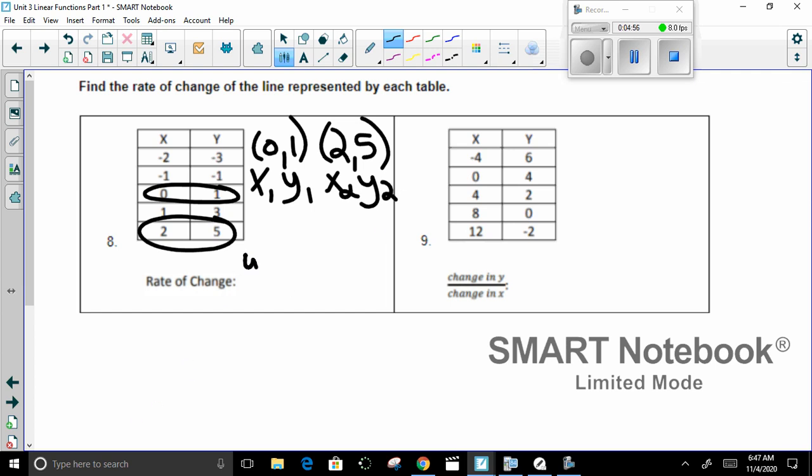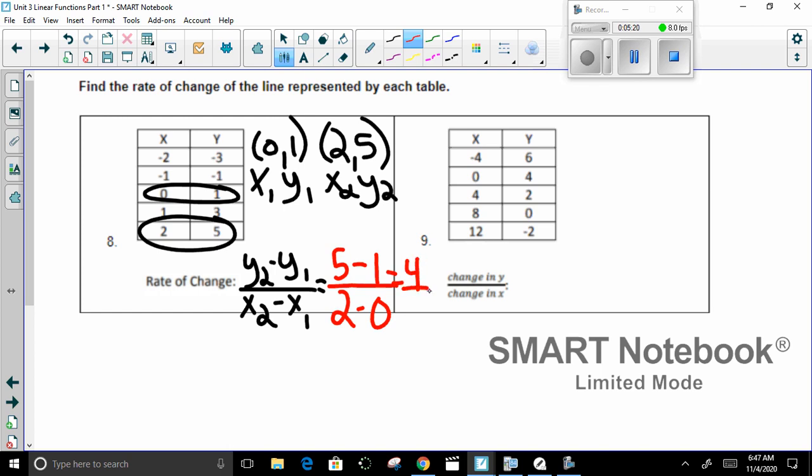So I want to do y2 minus y1 over x2 minus x1. My second y value is 5. My first y value is 1. Divided by my second x value is 2 minus my first x value is 0. 5 minus 1 is 4. 2 minus 0 is 2. If I divide that, it turns into 2. So my rate of change, my slope, my m, equals positive 2.